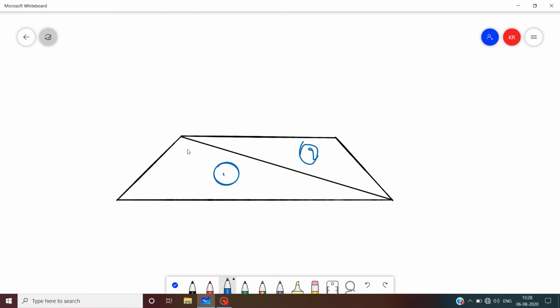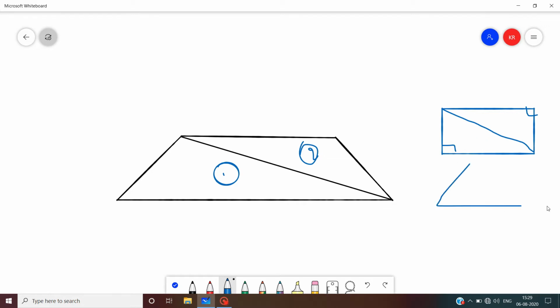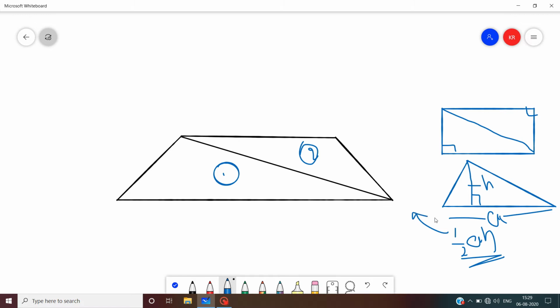So we have seen from a rectangle that when a rectangle is divided with a diagonal, then it forms a right angle triangle, right? So if it is not a right angle triangle, how can we find out the area? We will drop a perpendicular, then its height will be h, and the total base, let it be a, so the total area will be half a h. So it will be similar to this.